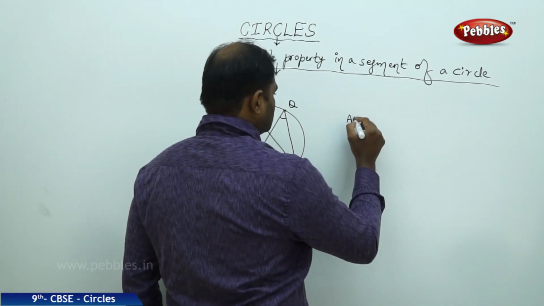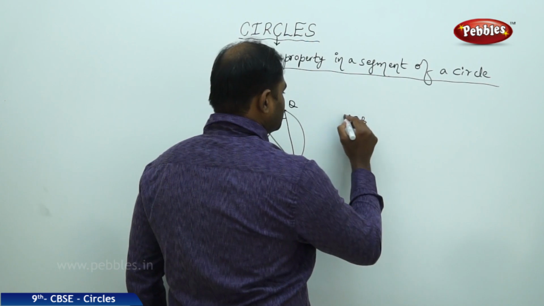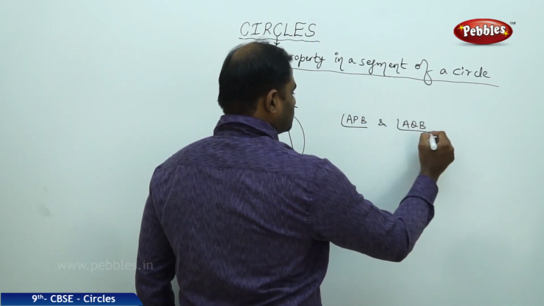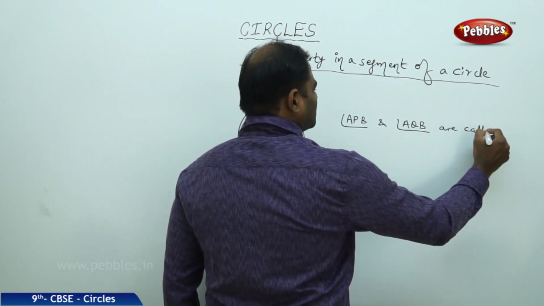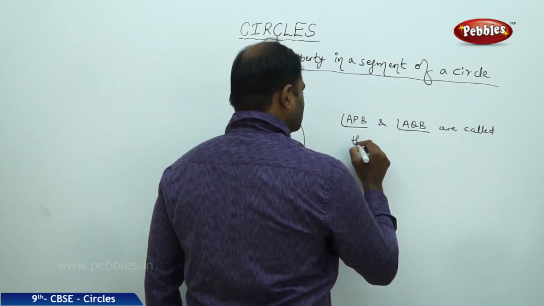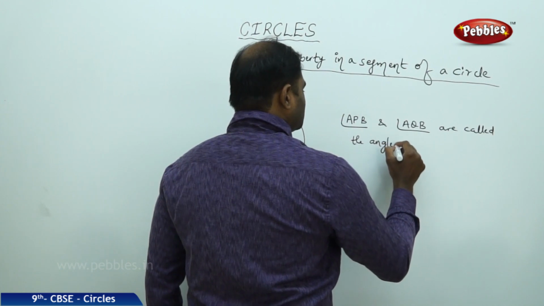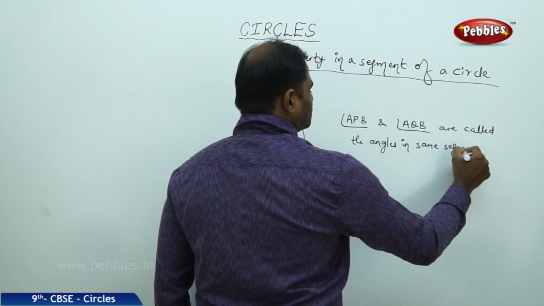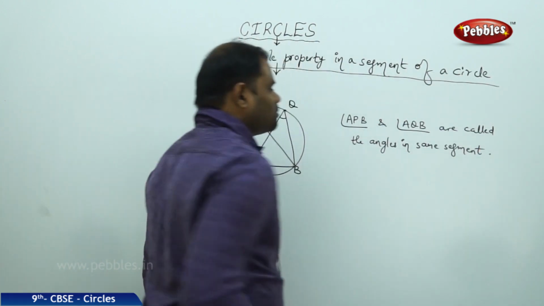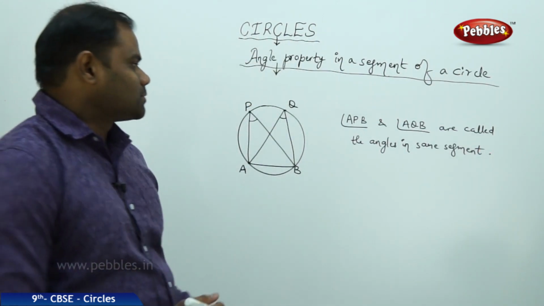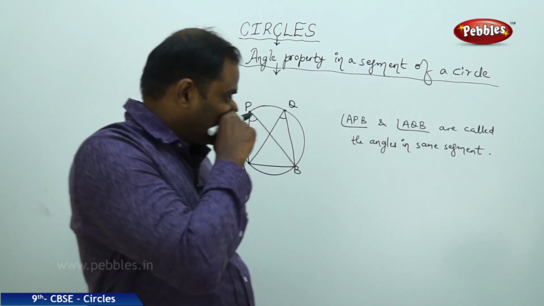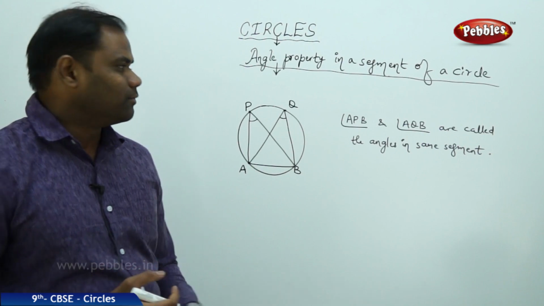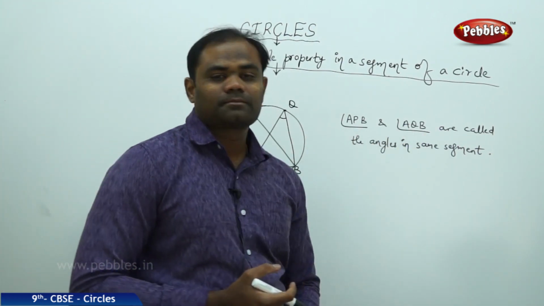So angle APB and angle AQB are called the angles in the same segment. So APB and AQB are called angles in the same segment, is how we understand the two angles.